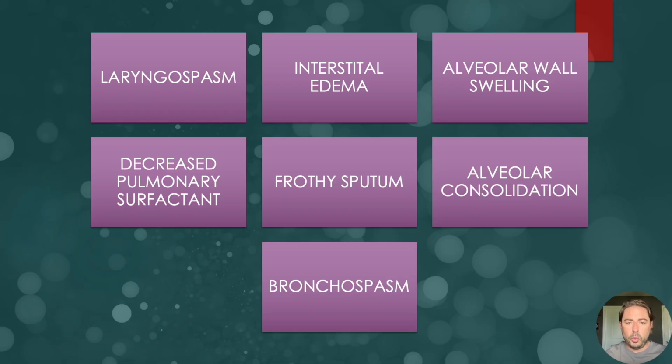So when we look at the pathologic and structural changes of wet drowning, we end up with patients that have laryngeal spasms. Their larynx and upper airway are going to close down to try to keep any additional water from going into the distal airways. They're going to have interstitial edema, alveolar swelling, and decreased pulmonary surfactant. We hit the frothy secretions. They're going to have alveolar consolidation and bronchospasm.